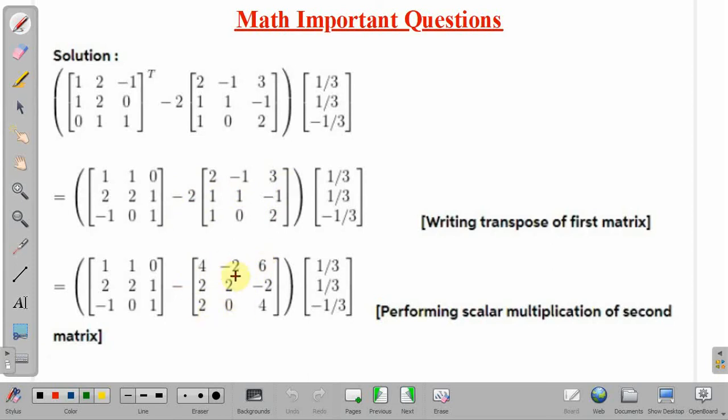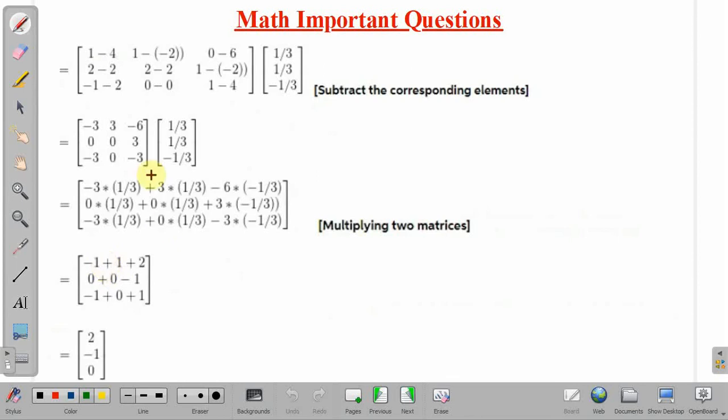So now we have two matrices. First we need to subtract this matrix from this matrix. How do we subtract? We subtract the corresponding elements of this matrix from the corresponding elements of this matrix. So we will get 1 minus 4, 1 minus of minus 2, then 0 minus 6. Then 2 minus 2, 2 minus 2 and 1. So we will get minus 3, 3, minus 6, 0, 0, 3 and minus 3, 0, minus 3.